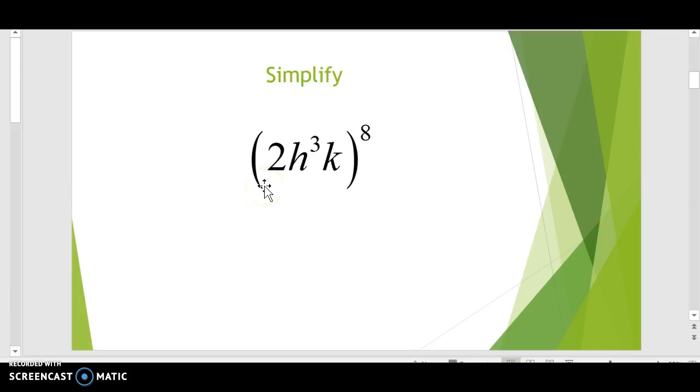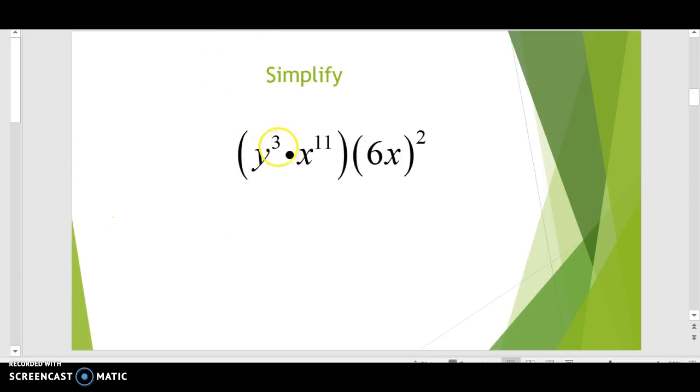Okay? Next one, power to a power property, right? If I go ahead and do this in the calculator, I'm basically doing 2 to the 8th power. But then I'm going to raise h to the 3rd to the 8th and k to the 8th. Now, 2 to the 8th power, if I multiply 2 by itself 8 times, is going to be 256. So, 256, then h to the 3rd to the 8th, I'm going to multiply those exponents to get 24. Then k to the 1st to the 8th would be k to the 8th. All right?